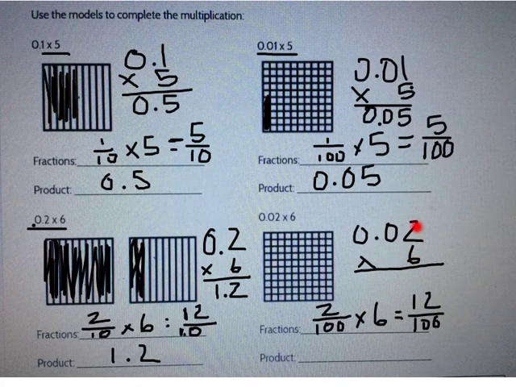First, I can multiply like normal. 6 times 2 is 12. I know that my answer is going to be in the hundredths, so I need how many digits behind the decimal? I need 2 digits behind the decimal. So my answer is 0 and 12/100.